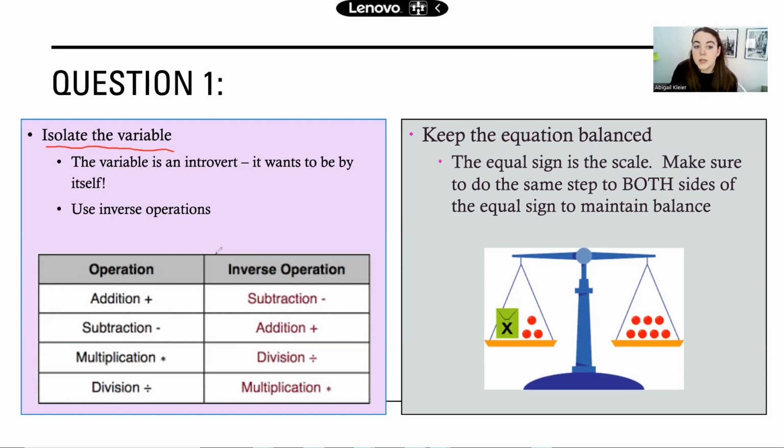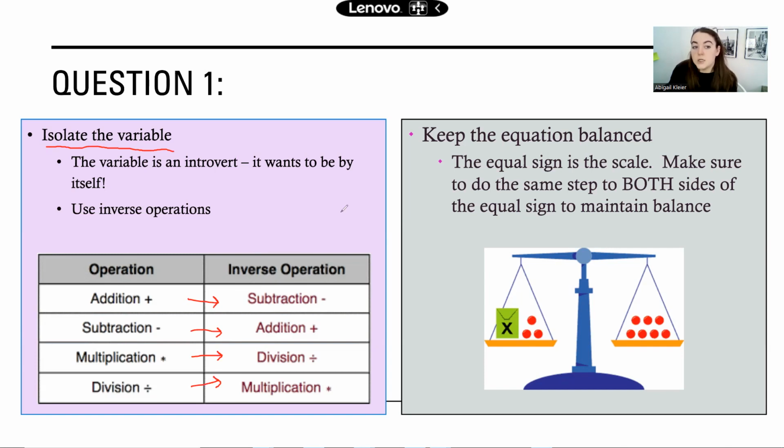In order to do that, we use inverse operations. We're trying to remove all of the numbers around the variable, and we do that by doing the opposite operation of what is already happening. So if it's being impacted by addition, we subtract. If it's being impacted by subtraction, we add. If it's being impacted by multiplication, we divide. And if it's being divided, we multiply. Those are inverse operations.